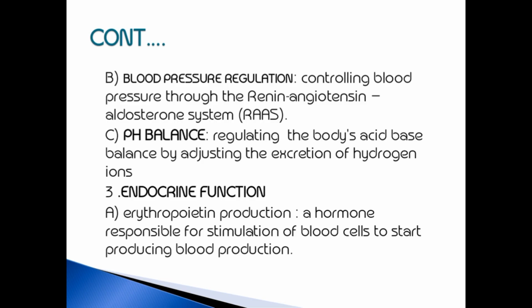So erythropoietin is the hormone that is responsible for stimulation of blood cells that start to produce blood. So erythropoietin is a hormone that stimulates the blood cells to start producing what? Blood cells. So the kidneys also perform that function. So if at all the kidney has failed, you'll find that all these functions will be suppressed.